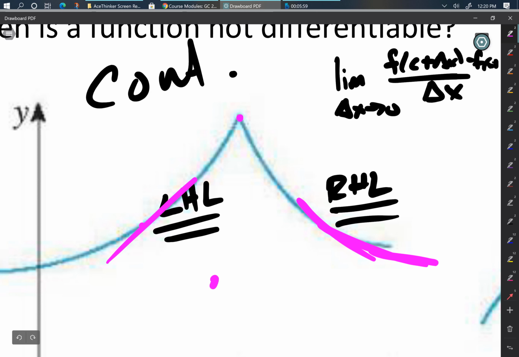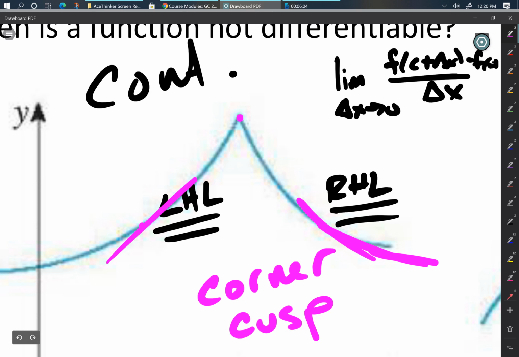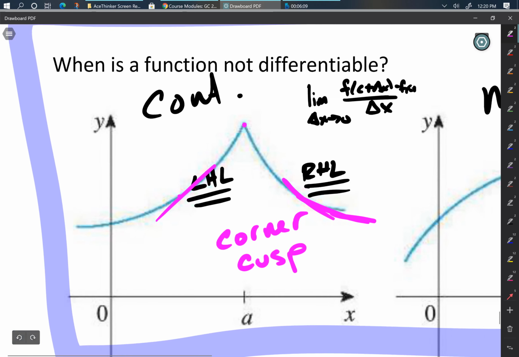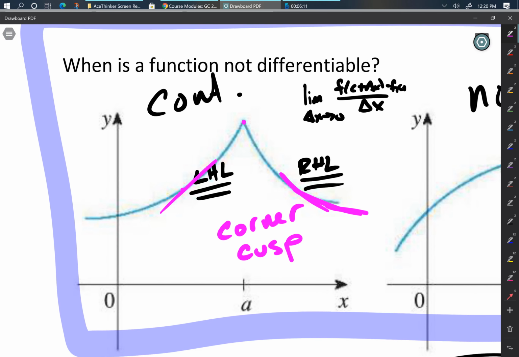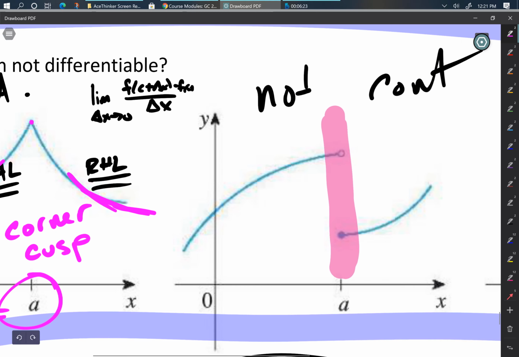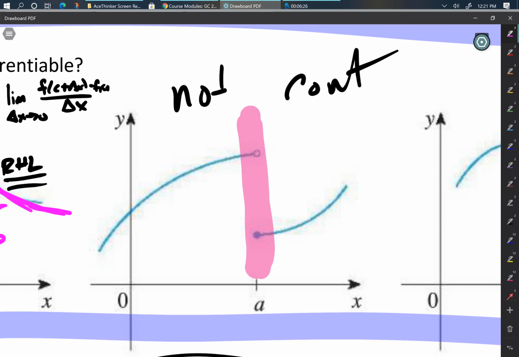That point is called a corner or a cusp, depending on, again, who wrote the textbook and how specific they want to be. But this is a function that is continuous on this entire interval, but is not differentiable at some value x equals a, because the graph has a corner or a cusp at that point. Right? This graph has an issue with differentiability. It is not differentiable, again, at x equals a, because there's something going on here.